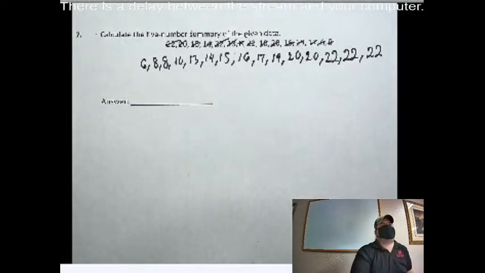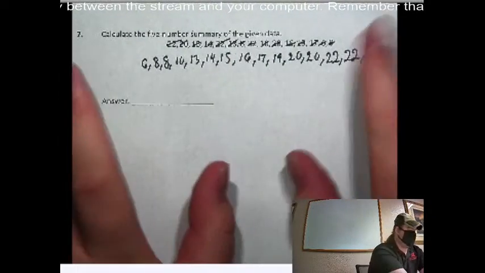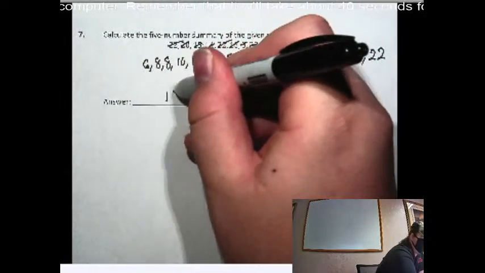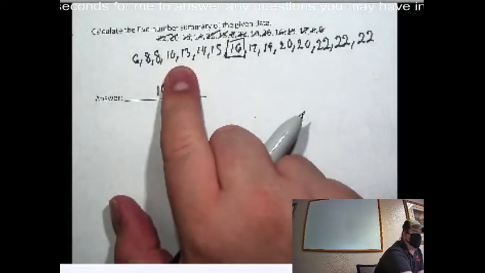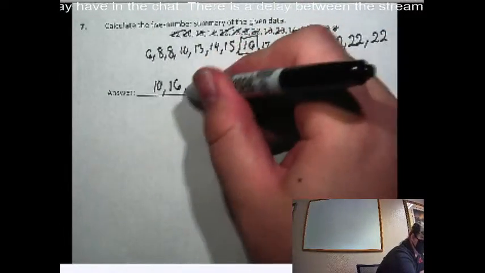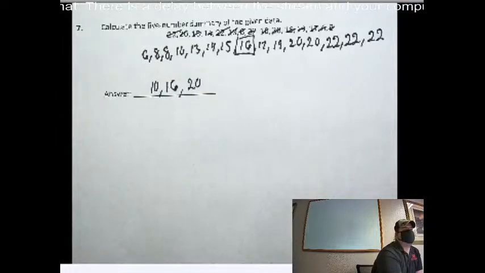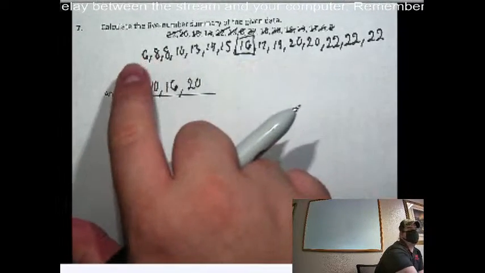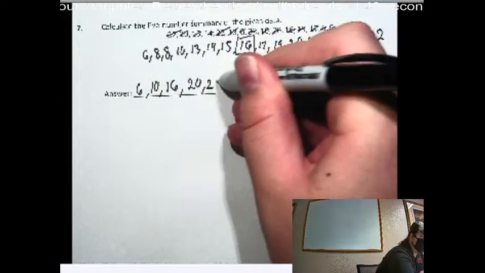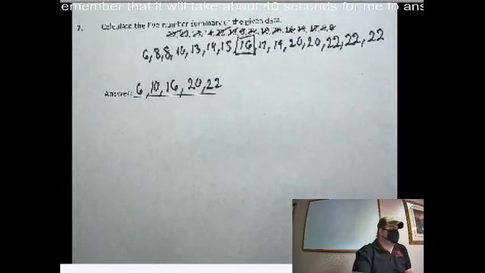Now that I've gotten it ordered, we can find our median. The median of this whole set of data is 16, which splits the data in half, half on this side, half on this side. Now we need to find the median of this set of data, which is 10, and the median of this set of data, which is 20. And then we also need our minimum and maximum values. Our minimum is 6 and our maximum is 22. And there we go, there's our 5-number summary.